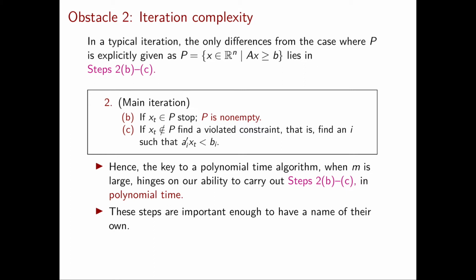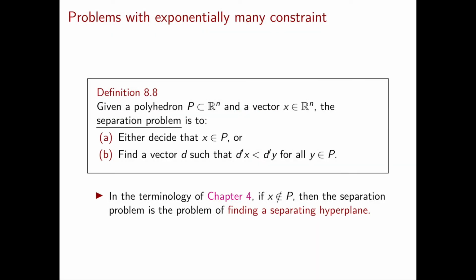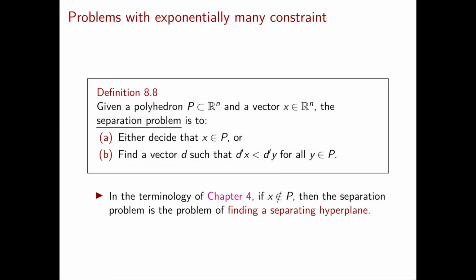So being able to carry out these steps is the key to obtain a polynomial time algorithm when m is large. These steps are so important that they have their own name. The name is the separation problem. Let's define it formally. Given a polyhedron P in Rn and the vector x in Rn, the separation problem is to either decide that x is in P or find a vector d such that d transpose x is strictly smaller than d transpose y for all y in P. In other words, in the latter case, we wish to find a separating hyperplane, which, as we have seen in chapter 4, is a hyperplane such that P lies on the one side and the vector x lies on the other side.